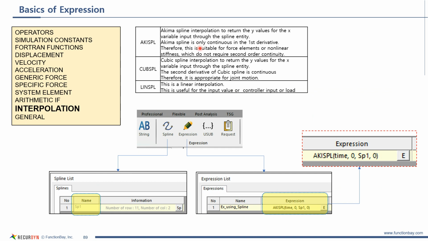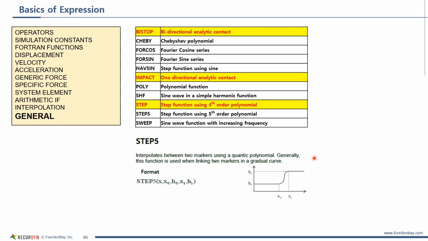These are interpolation functions, 2 spline functions and 1 linear function. There are more functions as you see here. Among these, step function is frequently used. You can make this kind of curve using step function. As you can see, x is usually time, and x0 and h0, and x1 and h1.